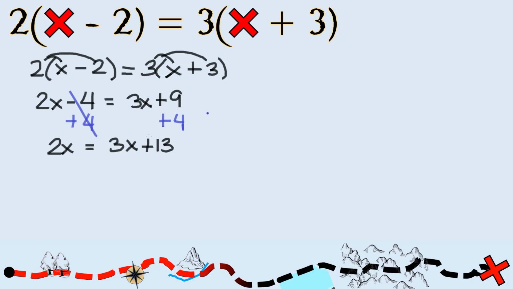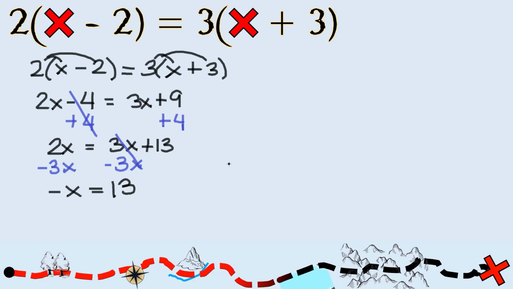Next is to remove this 3x here because the right hand side should only contain constants. We're going to subtract here 3x and do the same thing on the other side as well. So we have 2 minus 3, we have negative 1, or simply negative x. The other side, this is again 0. What we have here is positive 13.